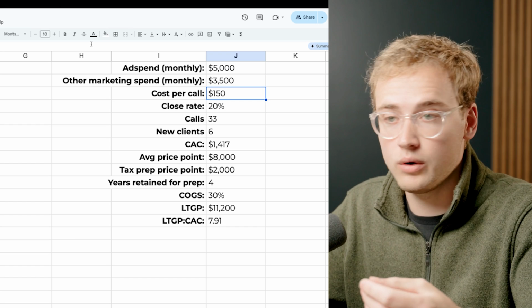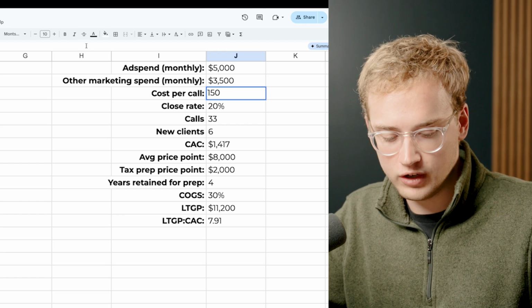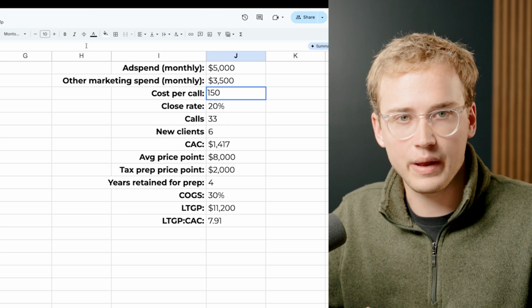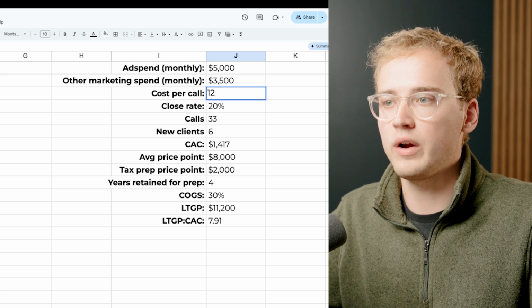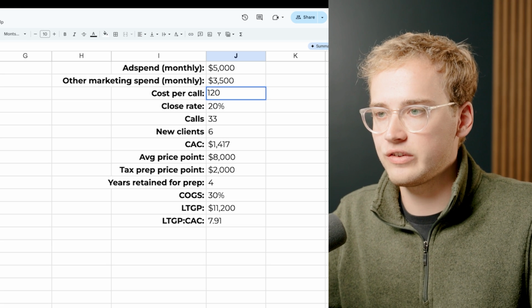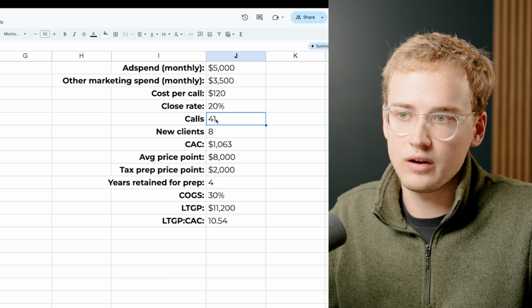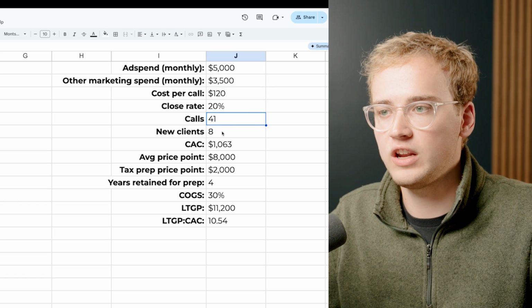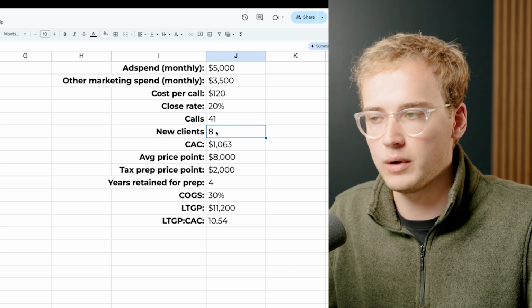Now, one lever we could pull is we can make our ads more efficient. So let's say we find some new strategy or we hire an agency who's better at what they do, and we're able to get our cost per call down to $120, okay? So we basically shave 25% off of our cost per call. That would now get us 41 new calls, and without changing anything else within the business, that now gets us 8 new clients per month, okay?